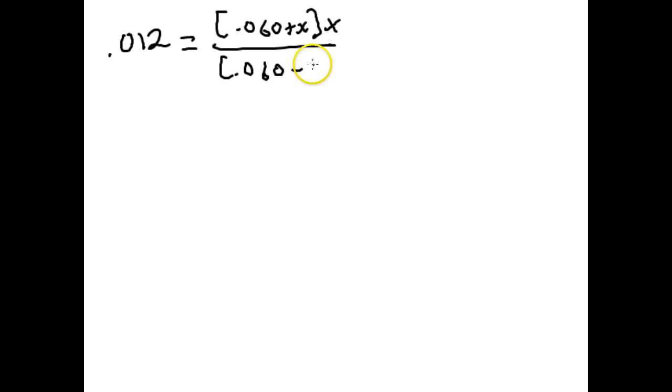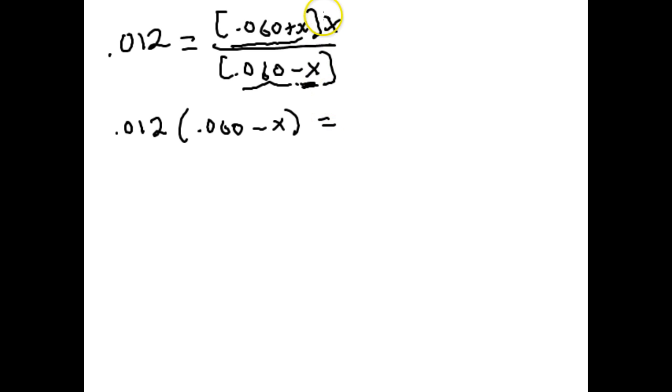So 0.012 equals 0.060 plus x times x divided by 0.060 minus x. I'm going to say the x is not going to be so small that this difference is insignificant, or that this sum up here is insignificant. So that means I have to do the entire multiplication. I'm going to cross multiply: 0.060 minus x equals, and then I'm going to distribute the x here and here. So 0.06x plus x squared.